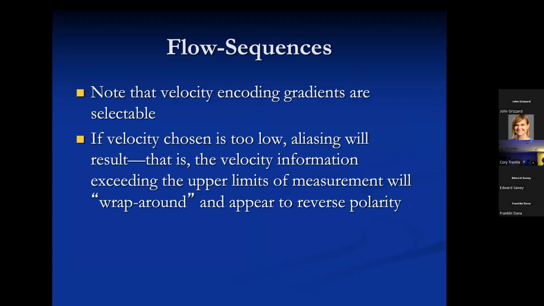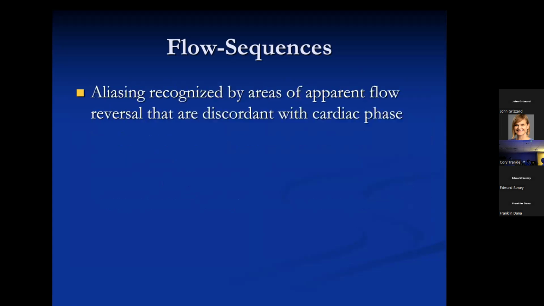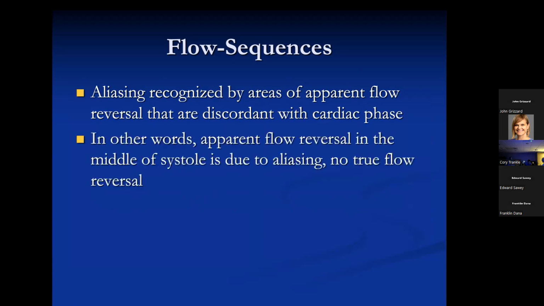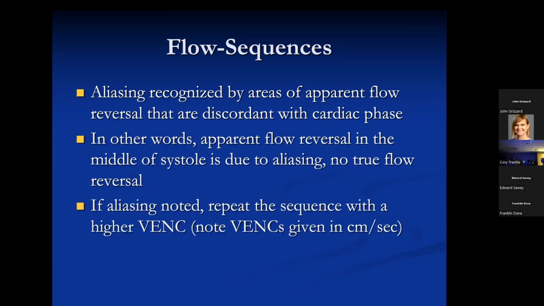People who do echo are familiar with the concept of aliasing, where the velocity information exceeds the upper limits of measurement and will appear to wrap around in reverse polarity, right? So what you'll see is apparent flow reversal that's discordant with the cardiac phase. In other words, you'll have a systolic image, and all of a sudden, right in the middle of systole, you'll have apparent diastole. That doesn't make any sense. So that's aliasing. You can note that, and you'll fix it just by repeating the sequence with a higher velocity.